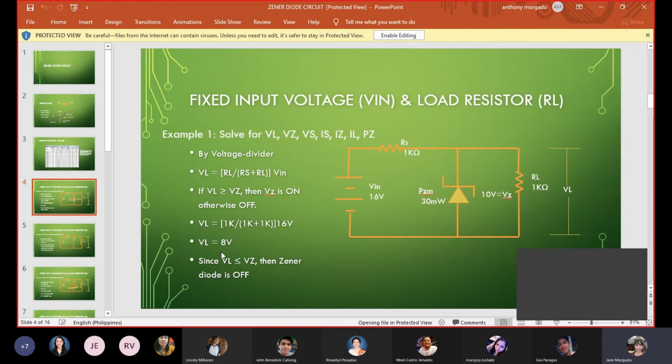Okay, so since 8 volts is less than VZ, in this example, the Zener diode is off. Hindi siya active. Question?